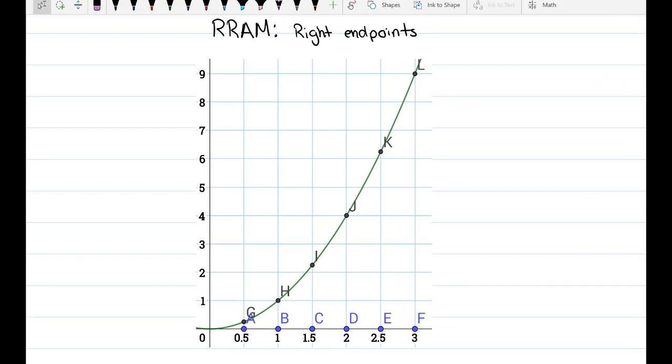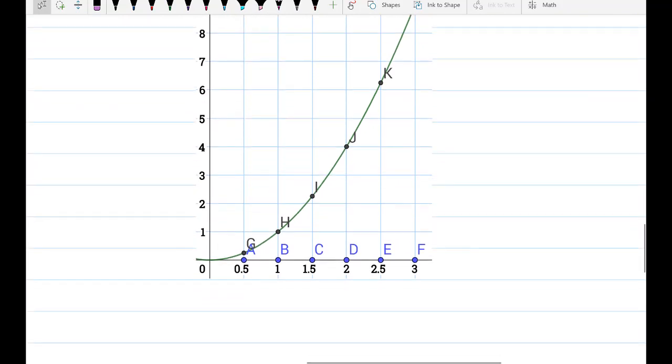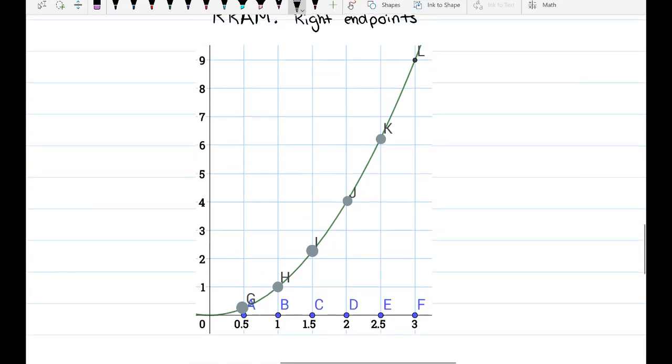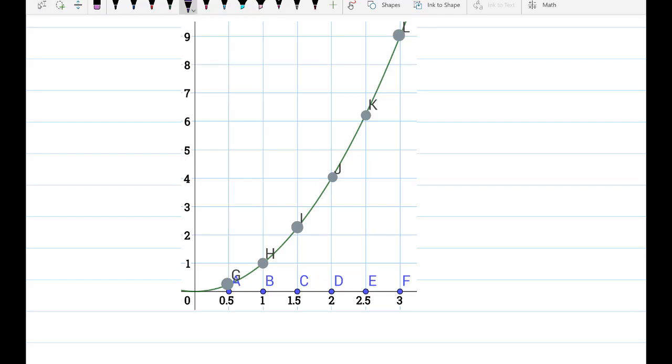Now let's look at the third and final way. We've done the left endpoint, we've done the middle. Now we're going to do the right endpoint. So now what we're going to do is we're going to take each point and we're going to use the right endpoints as our rectangles. So I go draw a rectangle straight across. This is the way we did the very first example.